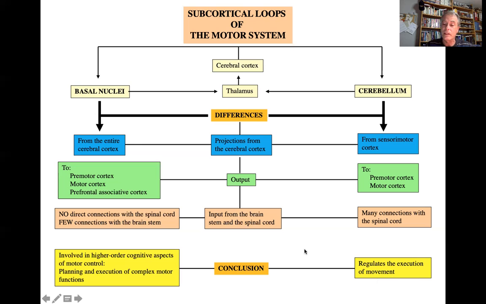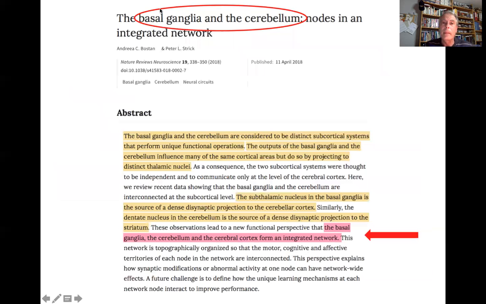These are the differences. And in this paper, this is wrong, we should say the basal nuclei, not basal ganglia. The basal nuclei, the cerebellum and the cerebral cortex form an integrated network. Both are deeply related.